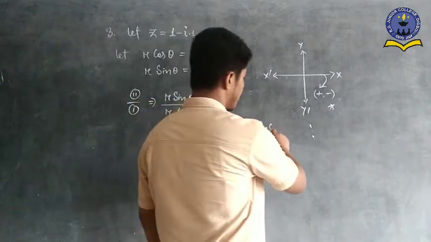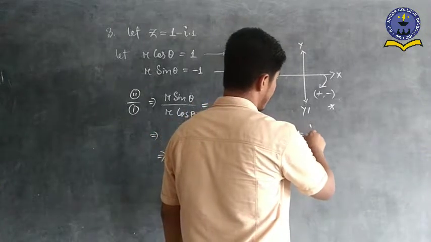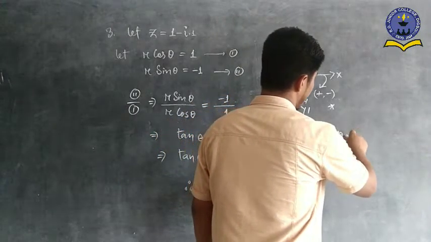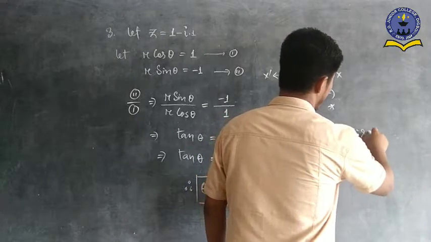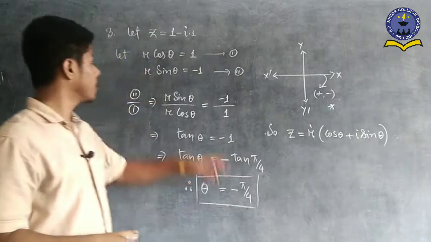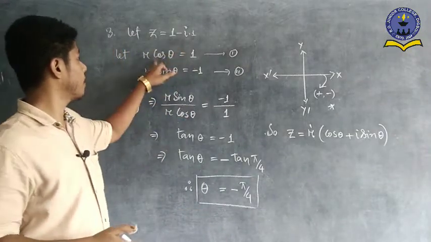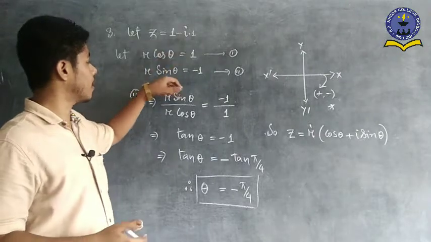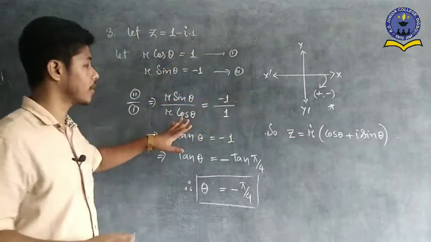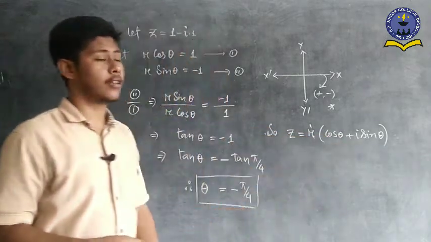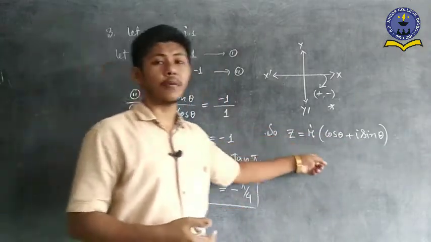So what do you have to write for z? Z equals, we have to write here r common, cos theta plus I sin theta. So this one is the polar form, isn't it? If you see here, in place of 1, if we write r cos theta, and in place of minus 1, r sin theta, and if we calculate this, then we get this answer. So r cos theta, and I r sin theta, this is the general form, isn't it?